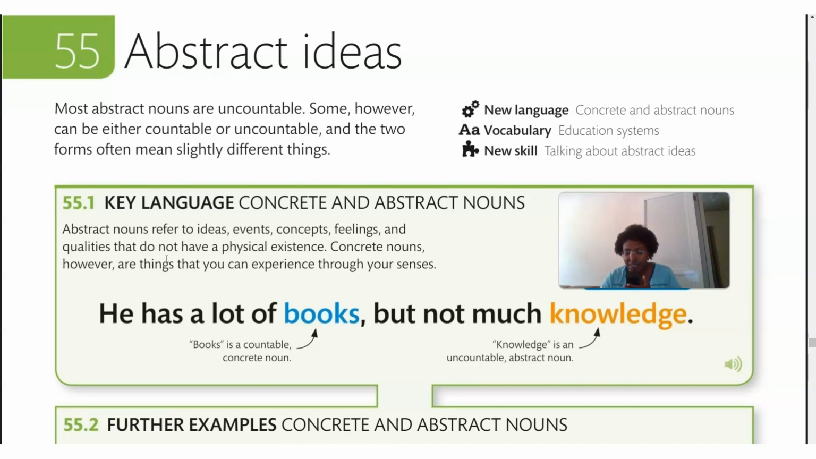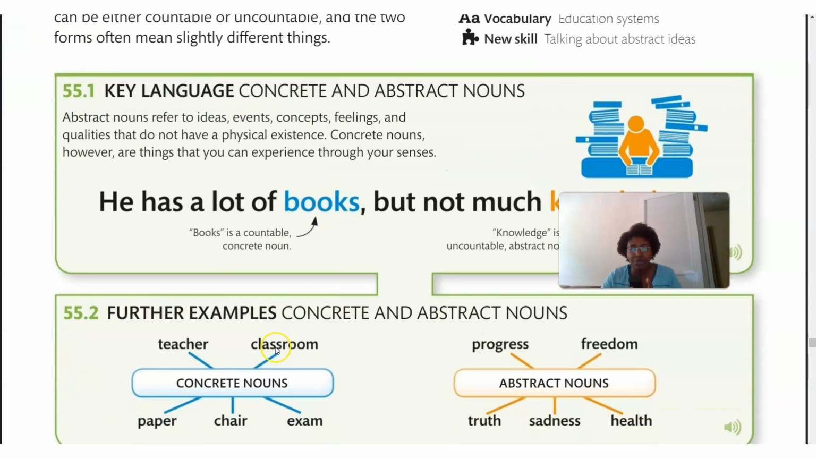Here's our first example sentence. He has a lot of books, but not much knowledge. So books, can we count it? Yes. And is it concrete? Yes. We can feel the book and we can count it. So we call that a countable concrete noun. And the opposite, abstract knowledge. Can you see knowledge? No. Can you use any of your senses with knowledge? No, it's abstract, and we can't count it. We can't say one knowledge, two knowledge, three knowledge. So if you're ever not sure if a noun is countable, try to count it, and see if it makes sense.